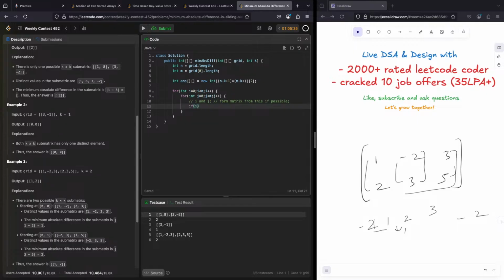If I plus 1 and J plus K is possible, then for int L equal to I, L less than I plus K, L plus plus, for int M equal to J, M less than J plus K, M plus plus.